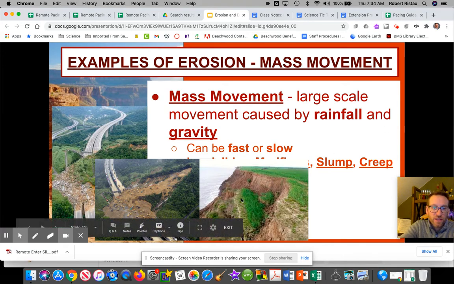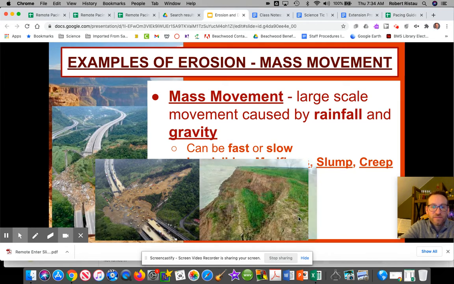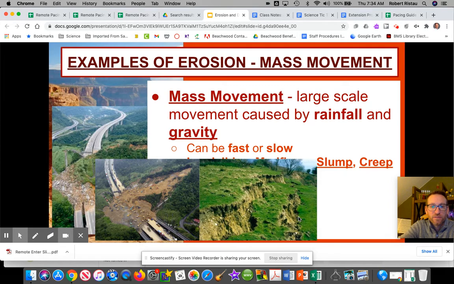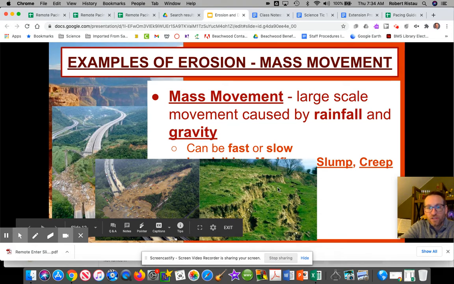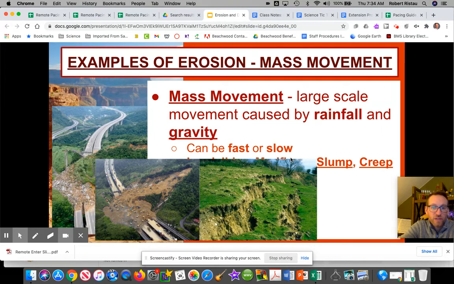Slump is like this whole section used to be up here, and over time it is slowly sliding down the cliffside there. It's another example of it. Not quite as steep of a cliff, or as high as a cliff. But all of this used to be up there, and it is slowly sliding down. All of this is moving at the same time, so that's why it's classified as mass movement.